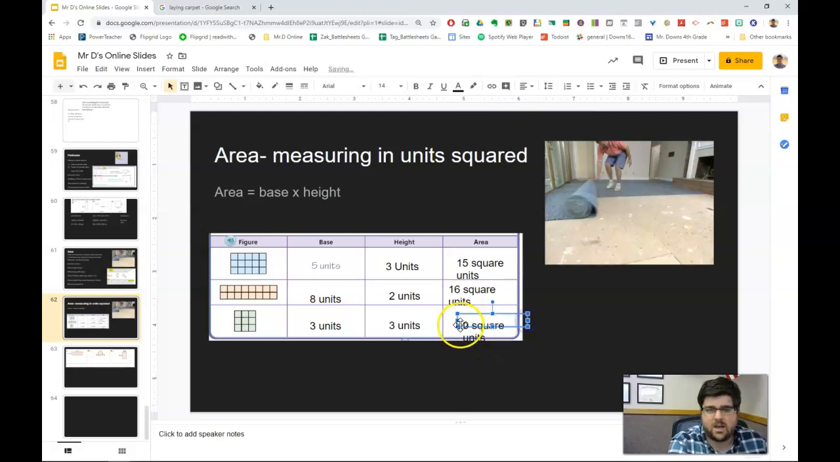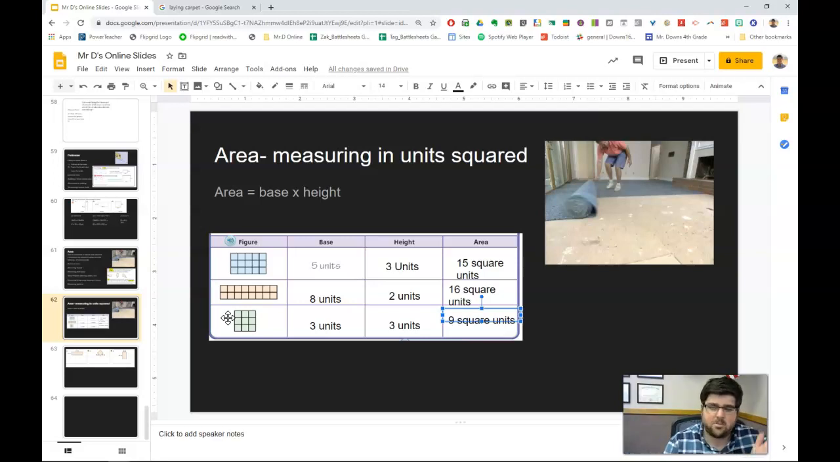If I was to think of that, I could either count up the units one by one or multiply the base times the height, the bottom number of 3 times the side number of 3. So the relationship here is that if I want to find the area, I can calculate the number of units along the bottom times the number of units on the side, or it can be the top times the side, either way.